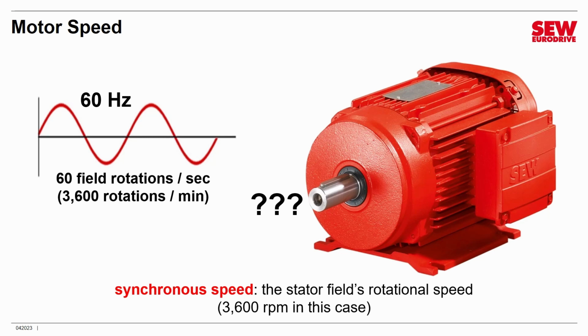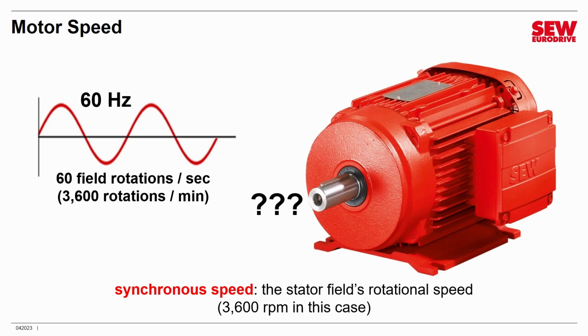We call this, and here's your first red term, the synchronous speed. Now the synchronous speed is the speed at which the magnetic field is rotating around inside the stator. That's not necessarily the speed the shaft will turn. It's the speed the field is moving. So in this case, the synchronous speed is 3,600 RPM because that's the speed that the magnetic field is going around inside the motor.